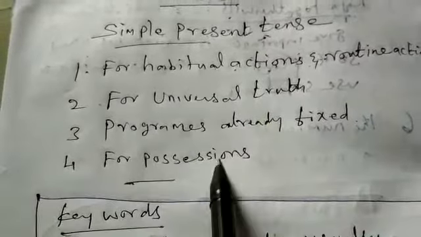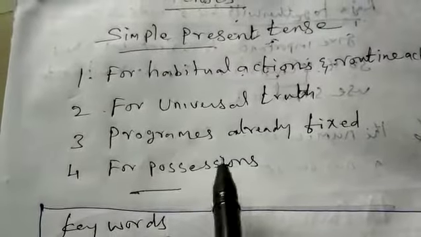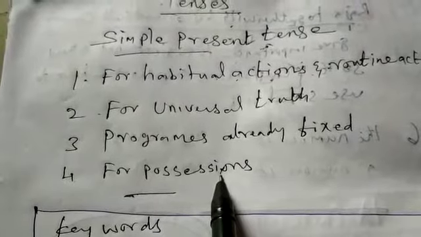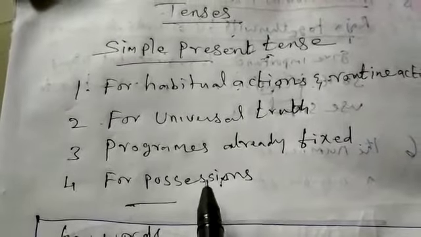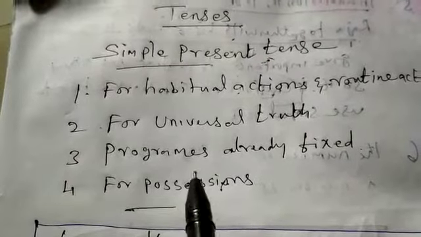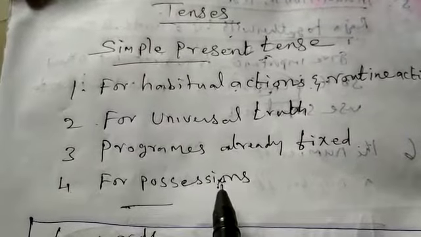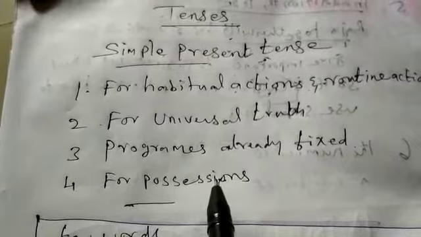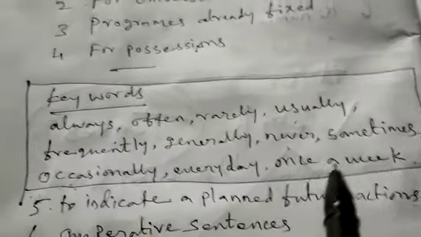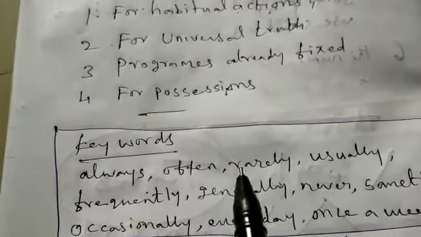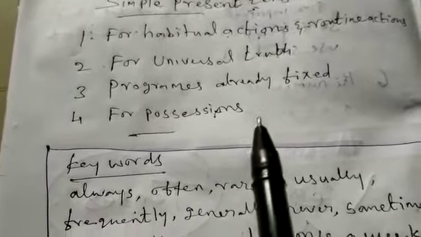And possessions, for possessions. What do you mean possessions? What you have in your hand, or what you have in your home, what you have in your bag, that's called possessions. Udamai. Here, I give you some keywords to identify simple present tense. If you find the following keywords in your given exercise, you can consider it as simple present tense.